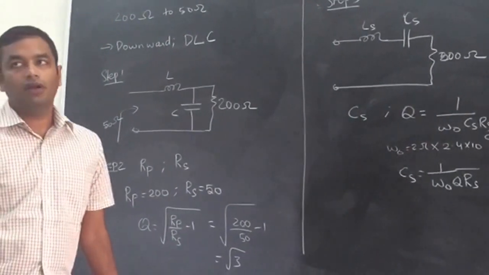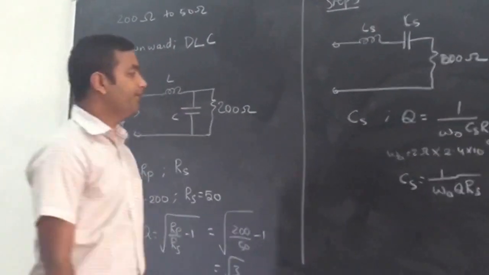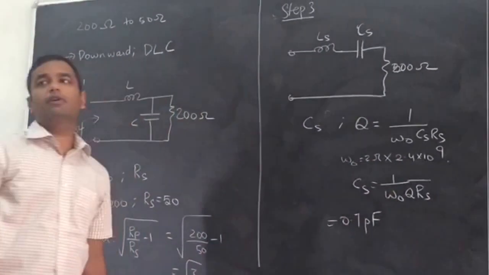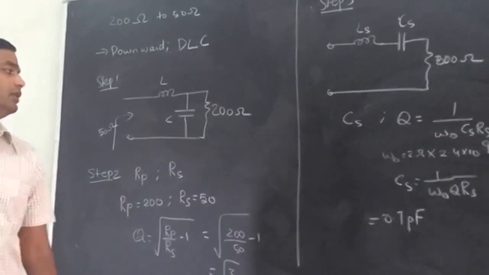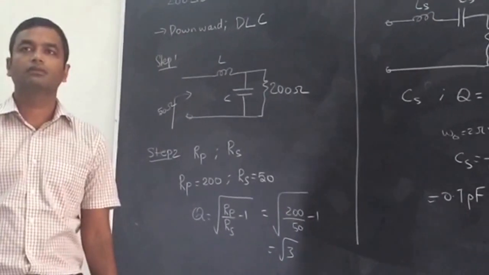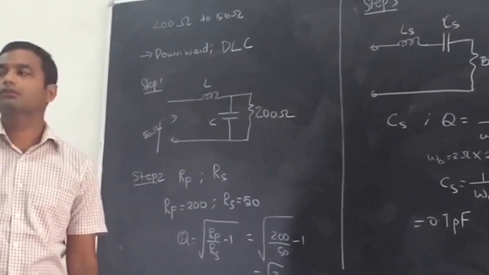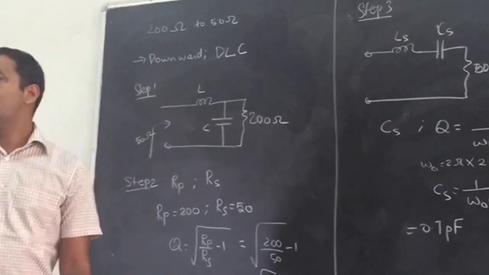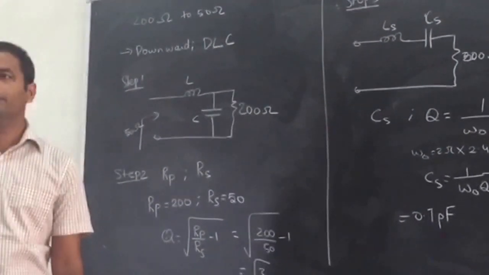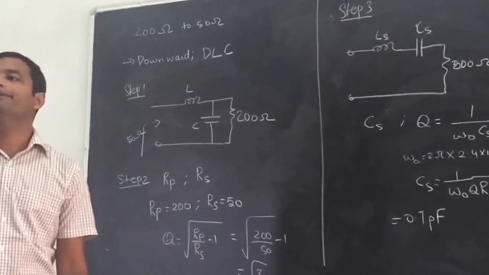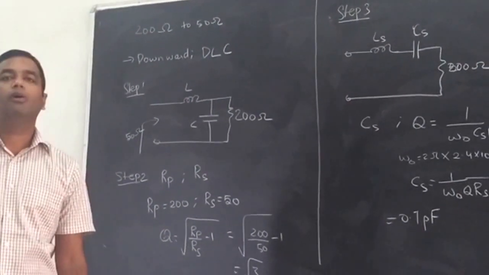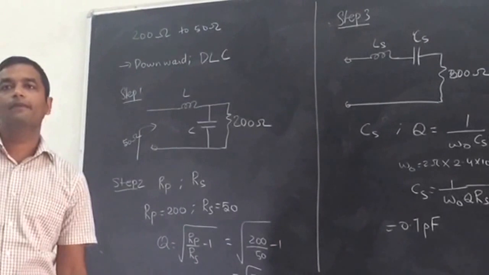0.7 picofarad. All of you getting it? 0.7 picofarad. Use your calculators. Guys, you're getting it? 0.7 picofarad. You getting it?